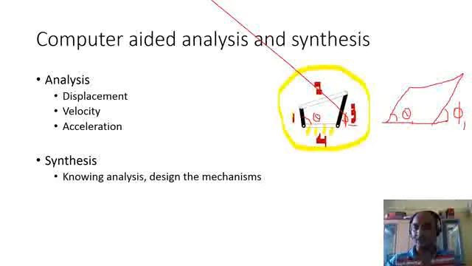So for this particular position, we can do the displacement analysis. We can find out this phi. Phi is called as displacement. Then velocity, we can find out velocity of any point in the mechanism for this particular instance. Then acceleration, once you get the velocity, we can get the acceleration.